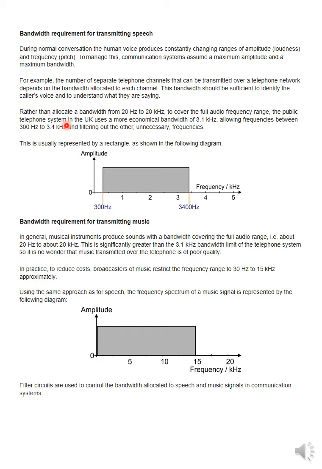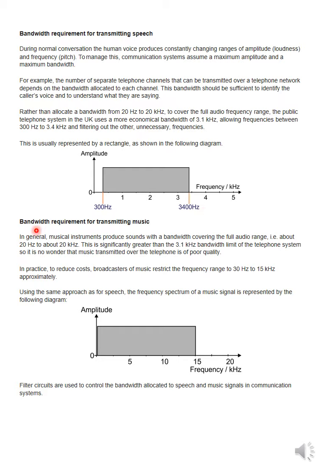Rather than allocate a bandwidth from 20 Hz to 20 kHz to cover the full audio frequency range, the public telephone system, let's say in the UK, uses a more economical bandwidth of 3.1 kHz, allowing frequencies between 300 Hz to 3.4 kHz and filtering out the other unnecessary frequencies. This is usually represented by a rectangle as shown in the following diagram. So if you see, there is a particular band that you have to create for transmitting the speech, from 300 Hz to 3.4 kHz.